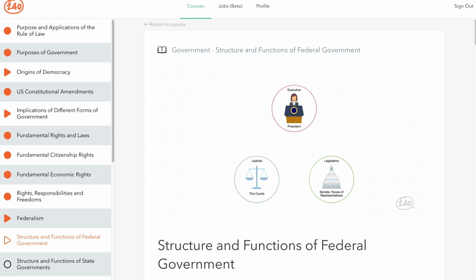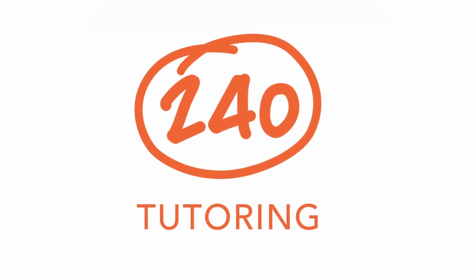To further protect against tyranny, each branch has the power to limit the power of the other 2 branches. For example, the judicial branch can check the legislative branch by declaring laws they pass as unconstitutional. This limiting is known as checks and balances.